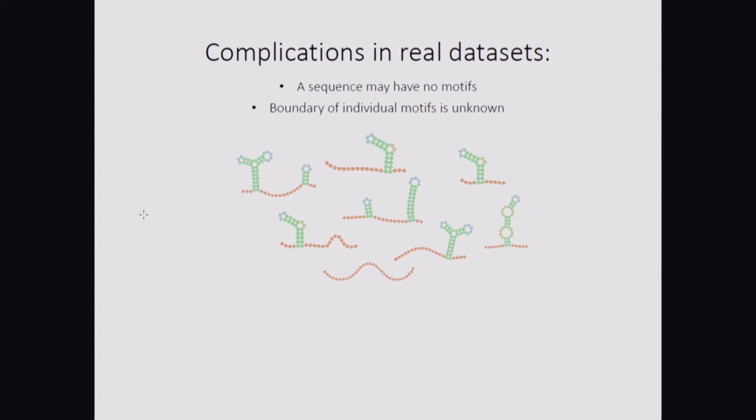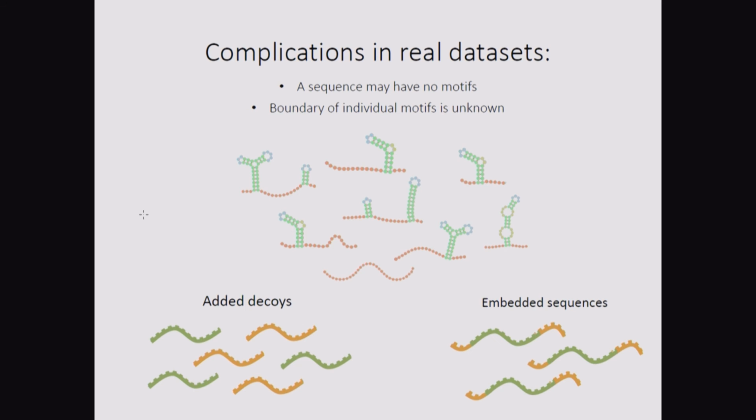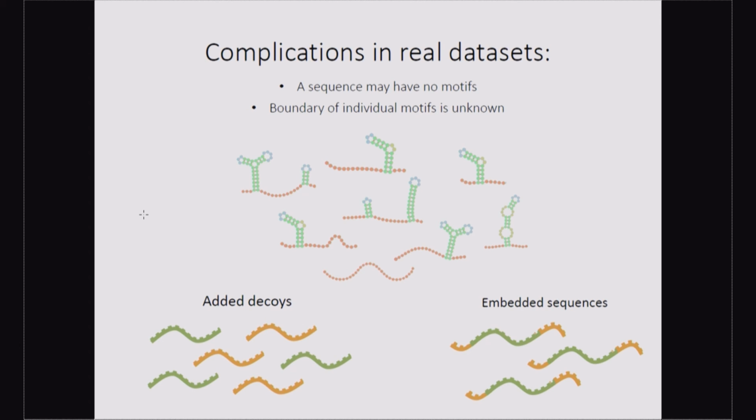Now, you remember I talked about two complications that arise in real life. We want to address the problem where a sequence may have no motifs and may be just noise in the data set, and the fact that we don't know the boundaries of the structures. To address this, I created one data set that had added decoys. These are randomly sampled from real RNA, but are not expected to have a structure related to the ones we're trying to target. So they're decoys. I also created a data set that is the same as before, but had a random amount of random sequence on either end of the structure. That simulates the idea that we don't know where the boundaries are.